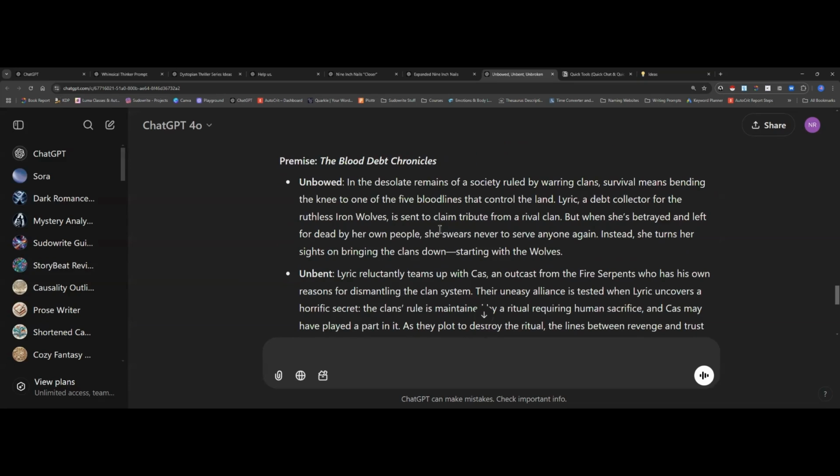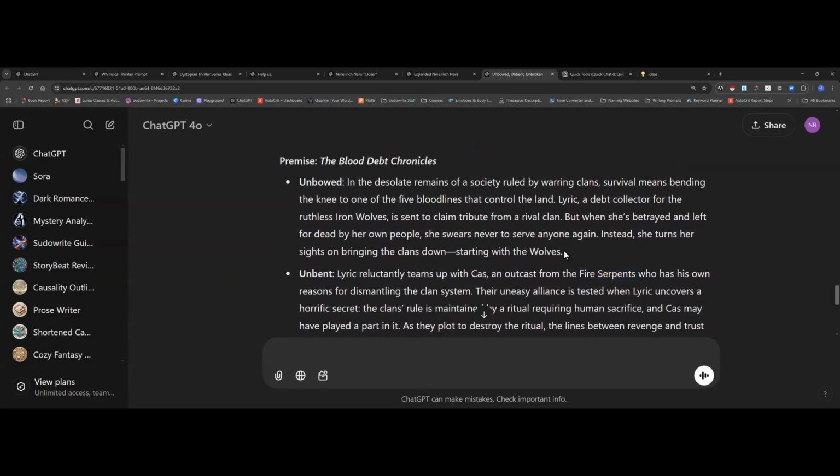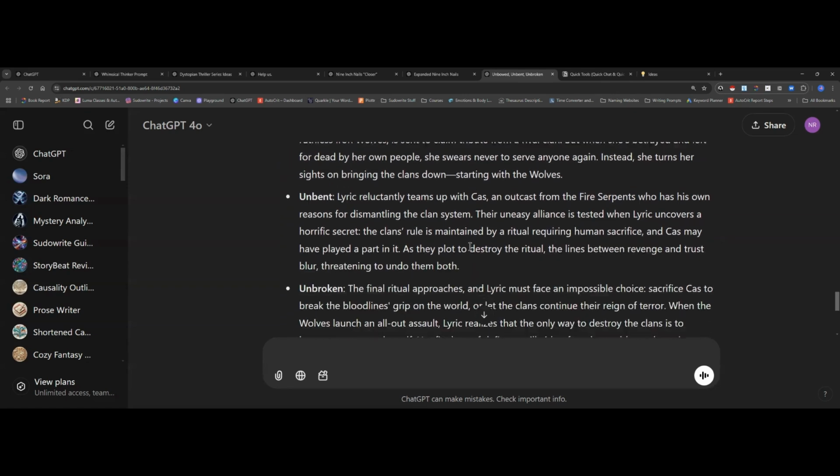And what stood out to me was the factions. We have the Iron Wolves, the Fire Serpents. I believe there's another one somewhere in here. Those really stood out to me as being intricate plans and things that I could play around with and do some good world building. Might even just completely steal those, not use the story at all, but use those factions for something else.